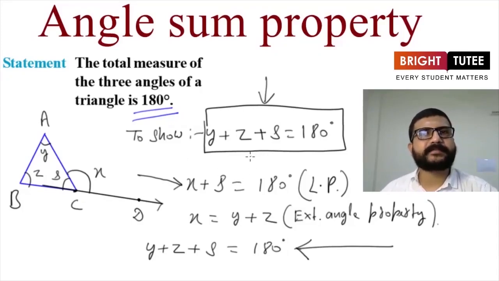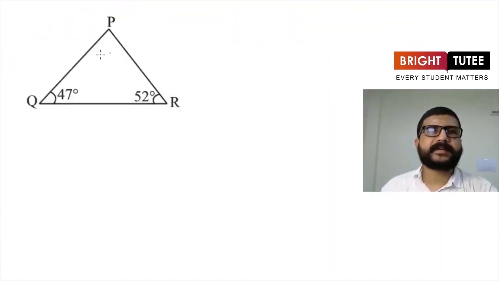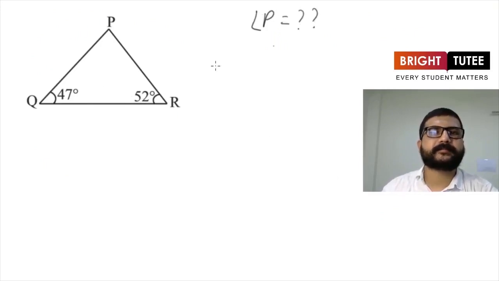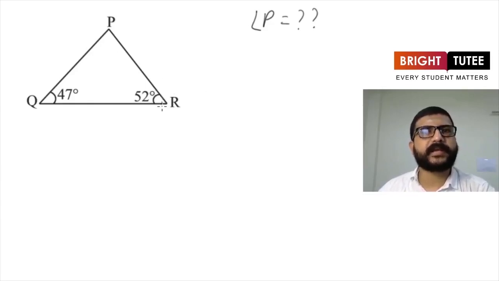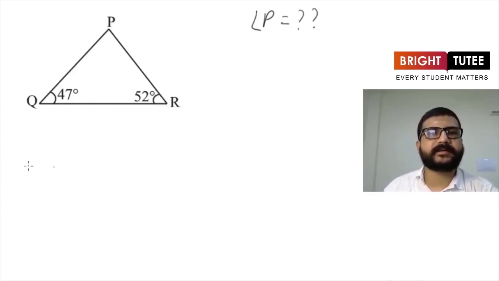Now let's see few examples based on this property. Now let's see this question. In this question, a figure is given, and what we have to do, we have to find angle P here. How we can do that? Can we use angle sum property here? Yes, we can do that.